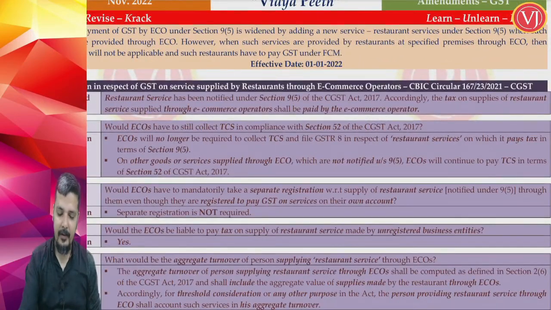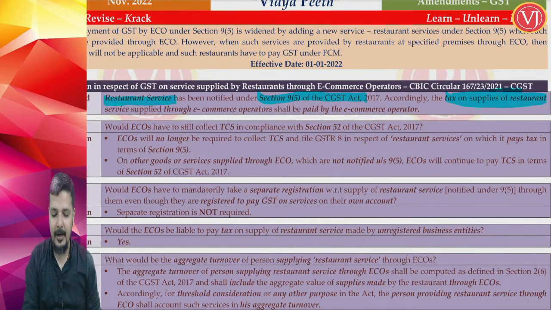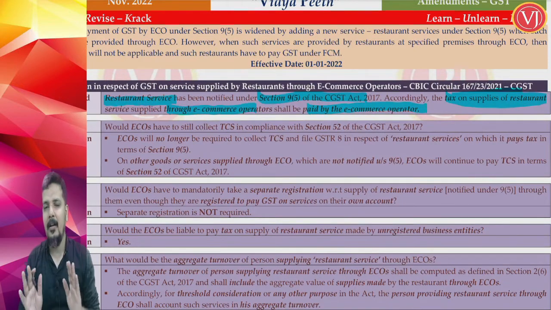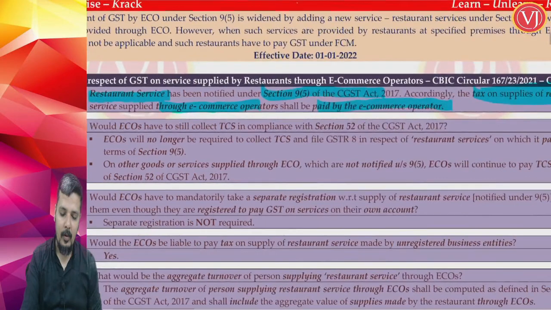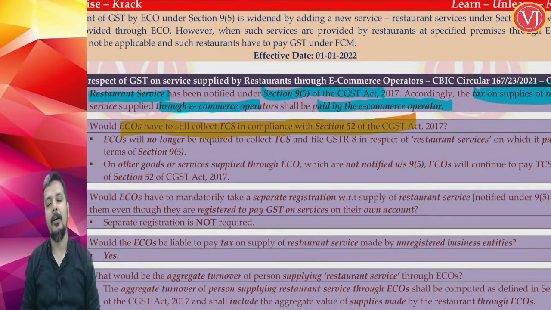The restaurant services, the background is restaurant services was notified under section 9(5) of CGST Act. Accordingly, when restaurant services is supplied through Eco, Eco will pay the tax. So that was the basic understanding of section 9(5) of CGST Act. Now, if at all Eco will pay tax, whether Eco is required to collect TCS as per section 52.